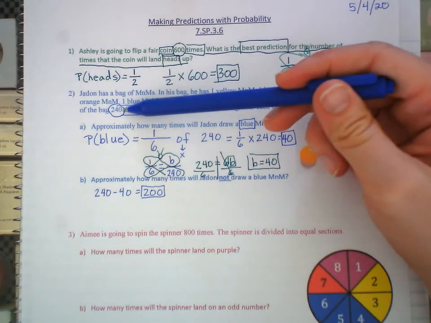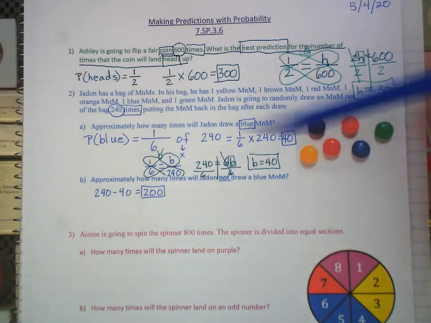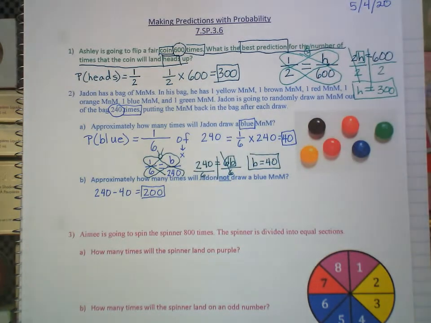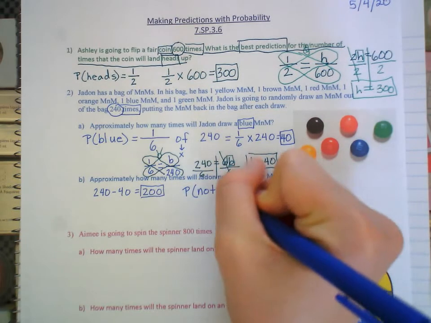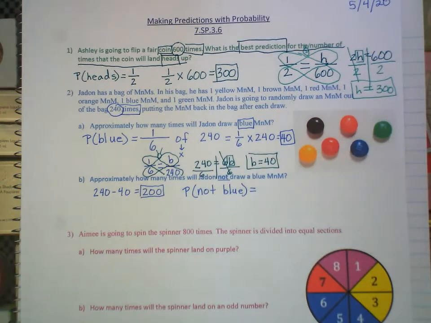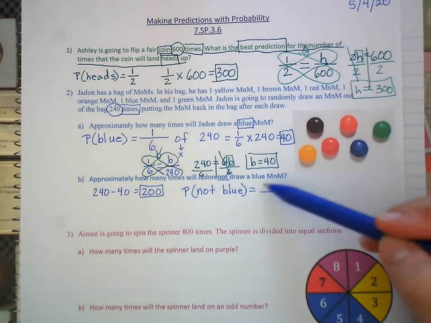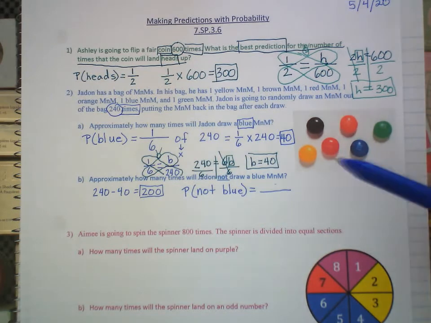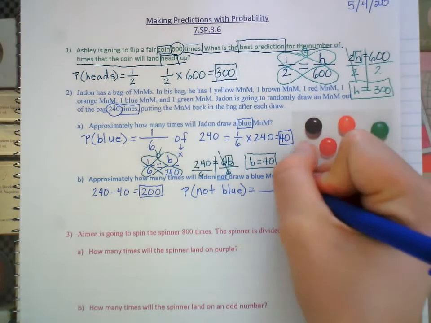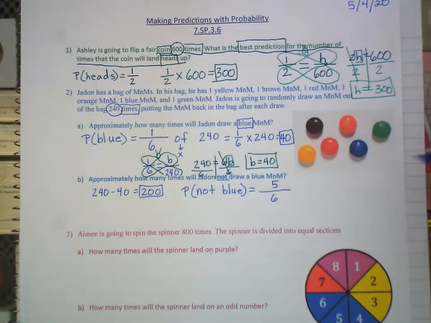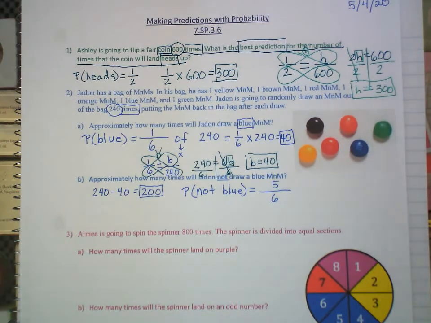Because 240 times total, he drew blue 40 times. So not drawing the blue, well, how many times are left? 200. Now, if you wanted to do it the probability way, the probability of not blue. So what's the probability of not drawing a blue? Favorable outcomes. So basically how many M&Ms in the bag are not blue? 1, 2, 3, 4, 5. 5 in the bag out of 6 M&Ms total are not blue. So 5/6 of the 240 times he's not going to draw blue.